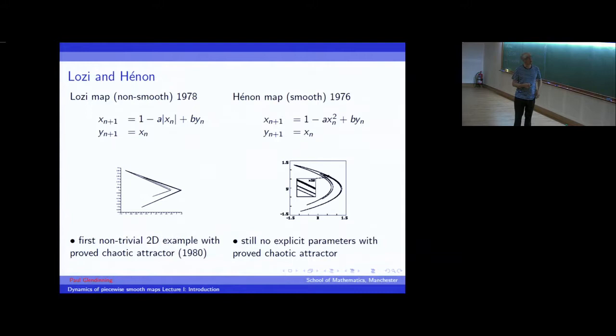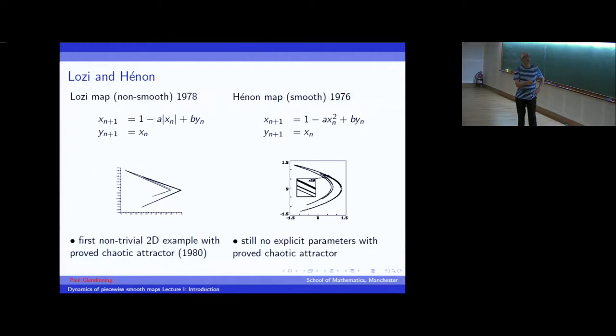And Lozi wasn't able to prove that that had strange attractors either. Certainly when B equals zero, he could, but when B is non-zero, it was difficult. However, we now have in the late 70s two models. One involves x squared, one involves modulus of x.